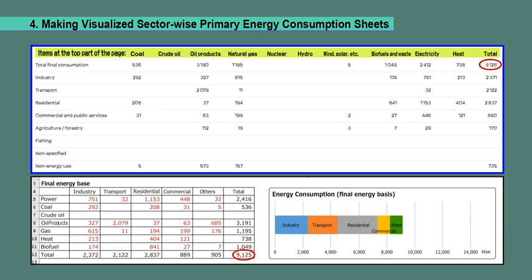Here, we'll check that the total value in the IEA table and on the Excel sheet matches. In this example, it's 9,126 in the IEA table. The total in the Excel sheet is 9,125. The difference is within the range of rounding errors, so the consistency of the data is confirmed. This process has generated the visualized chart on the right. It shows that final energy consumption in the residential sector is large in Serbia.